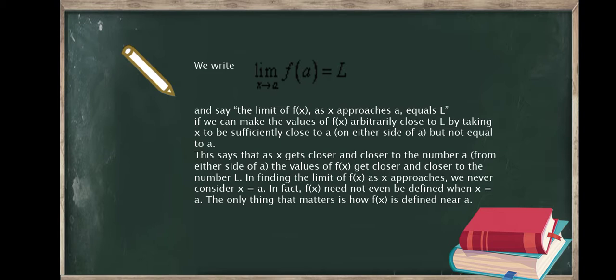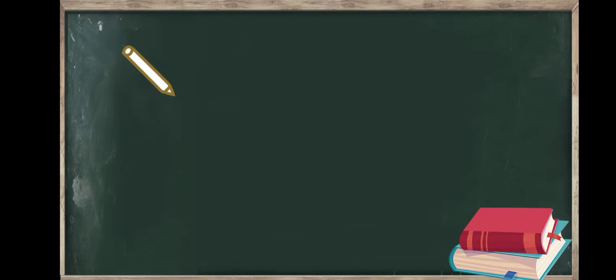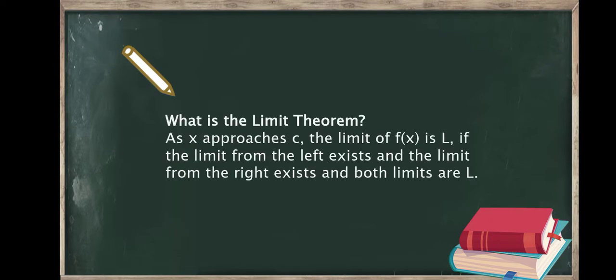So in finding the limit of f of x as x approaches a, we never consider x equals a. In fact, f of x need not even be defined when x equals a. The only thing that matters is how f of x is defined near a. So we have here the definition of the limit theorem. As x approaches c, the limit of f of x is L if the limit from the left exists and the limit from the right exists and both limits are L. That basically defines the limit theorem.